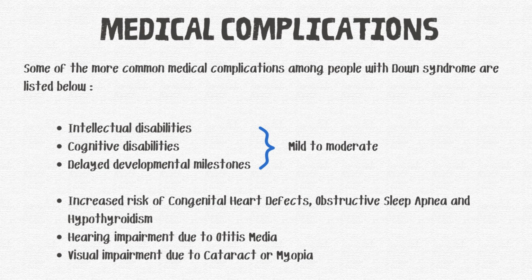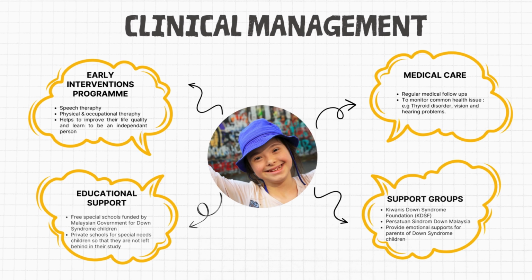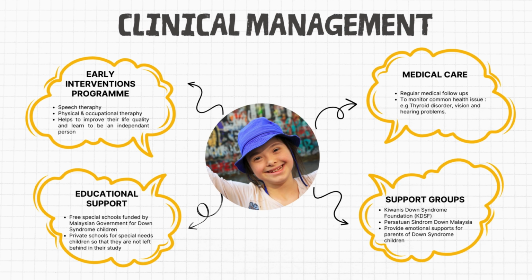Many people with Down syndrome have a healthy life, but they are also at increased risk of congenital heart defects, obstructive sleep apnea, and hypothyroidism. They may also have hearing impairment due to otitis media and visual impairment due to cataract or myopia. There is no standard treatment for Down syndrome.